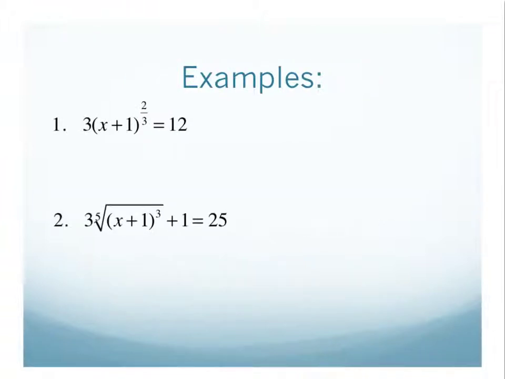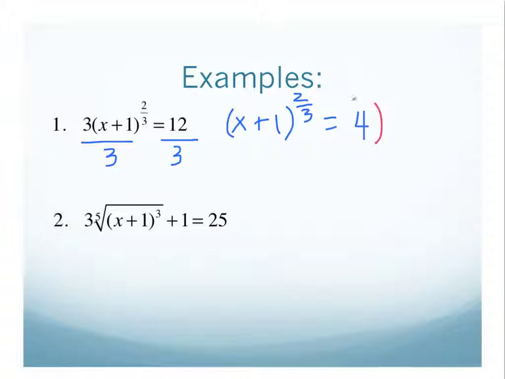Okay, so here we have 3 times the quantity x plus 1, which is raised to the 2/3 power, is equal to 12. Let's go ahead and get rid of the multiplied 3, giving me x plus 1, the quantity to the 2/3 power, is equal to 4. So what we're going to do is raise both sides of this to the 3/2 power.